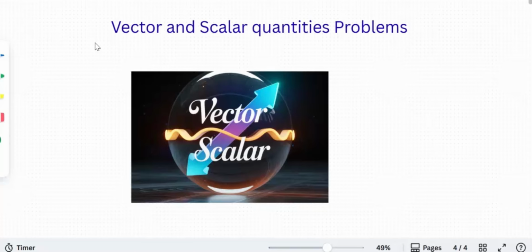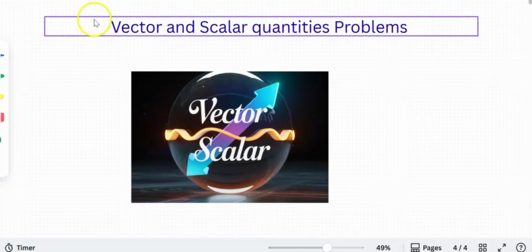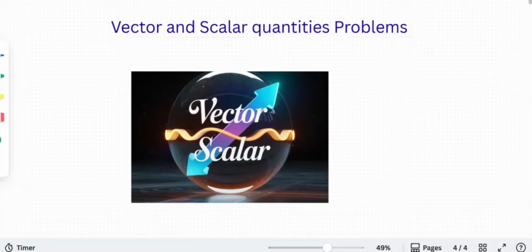Today's topic will be on solving problems in vector and scalar quantities with the emphasis on magnitude and direction. In one of our previous lessons, vectors and scalars were explained. The link to the vectors and scalars explanation is provided up above.